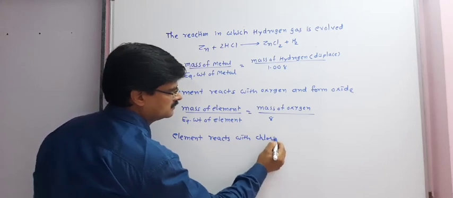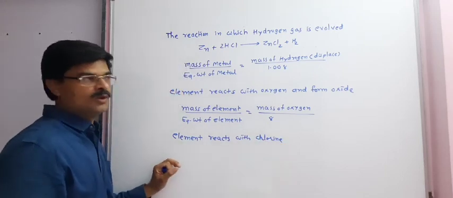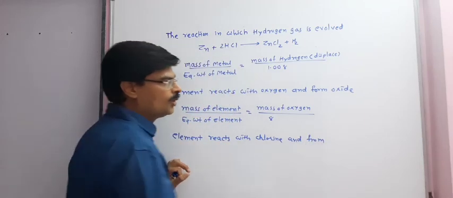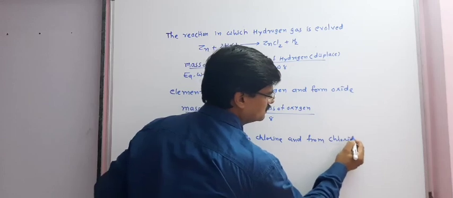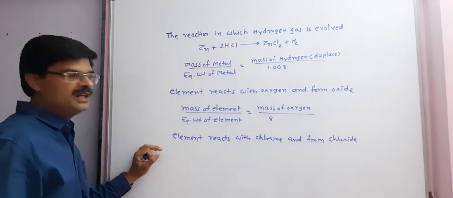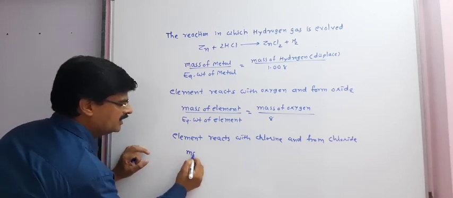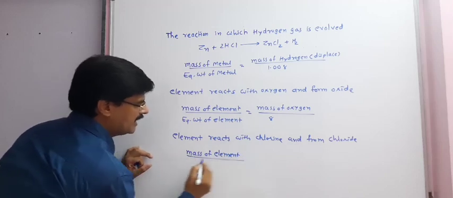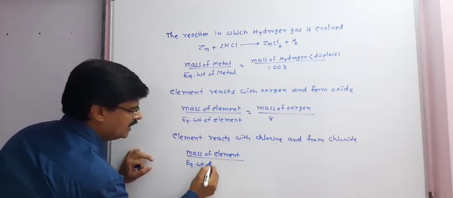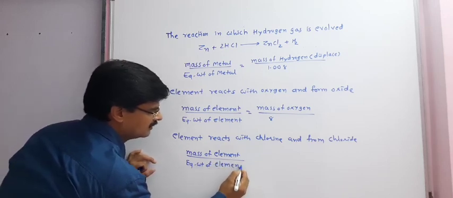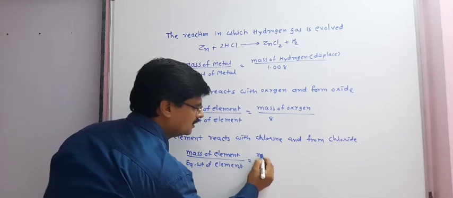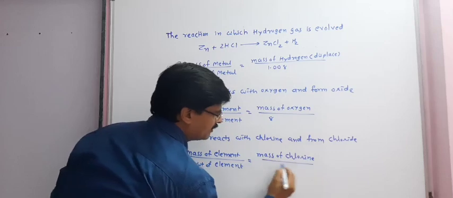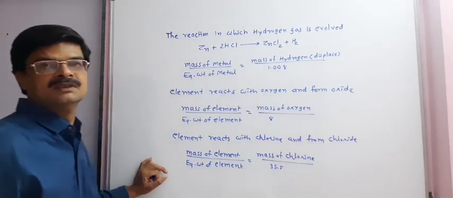In another formula, when an element reacts with chlorine and forms the corresponding chloride, then we can find out the equivalent mass of that particular element by using this simple formula: mass of element divided by equivalent weight of element is equal to mass of chlorine divided by 35.5.